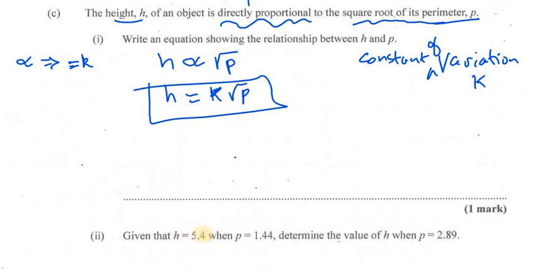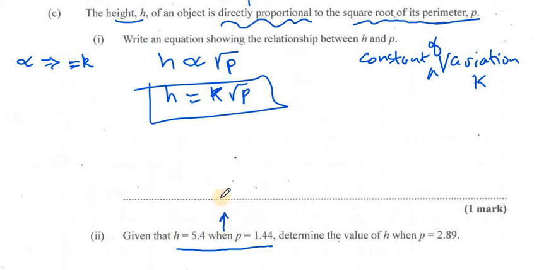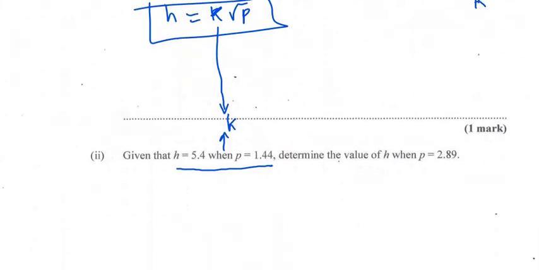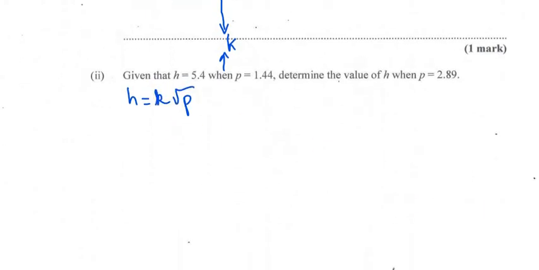It says given h is equal to 5.4 when p is equal to 1.44, determine the value of h when p is equal to 2.89. What they're doing here, by giving us the values of both h and p, is to help us to find the constant of proportionality, k. So let's see that. First I'm going to write the equation: h is equal to k square root of p. This means h is directly proportional to the square root of p. And we use k there as the constant of variation or proportionality.